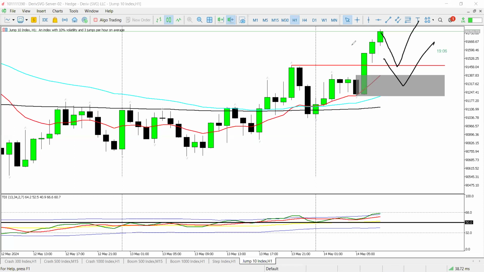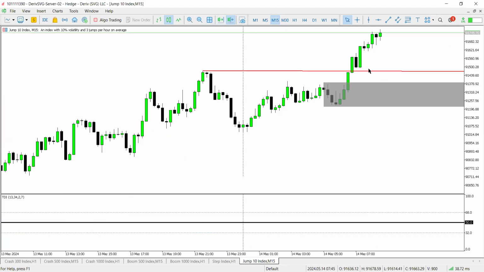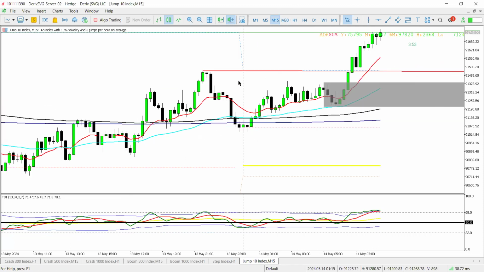So it's just as simple as that. The bias is bullish. That means we are only looking for buys, right? So if price comes to our points of interest and those points of interest hold the price, then we can take a buy. But I feel like yesterday's high will actually hold the price as it's going to be a potential flip zone area. So that will be around 91,500.